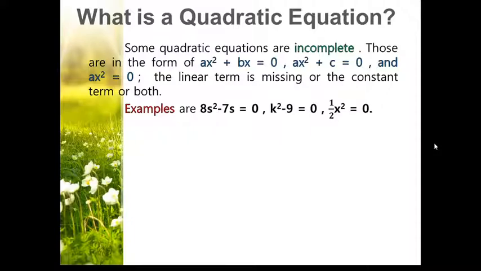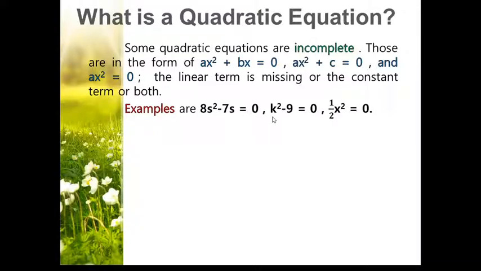Those are in the form ax squared plus bx is equal to 0, ax squared plus c is equal to 0, and ax squared is equal to 0. The linear term is missing, or the constant term, or both. Examples are 8s squared minus 7s is equal to 0, where it follows the form ax squared plus bx is equal to 0, meaning the constant term is missing, or your c is equal to 0.